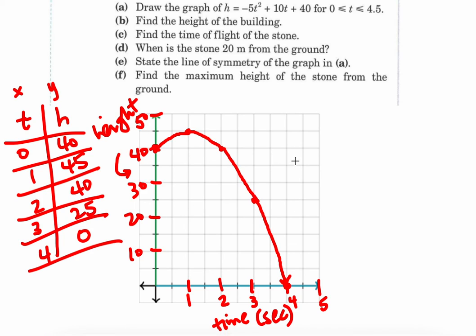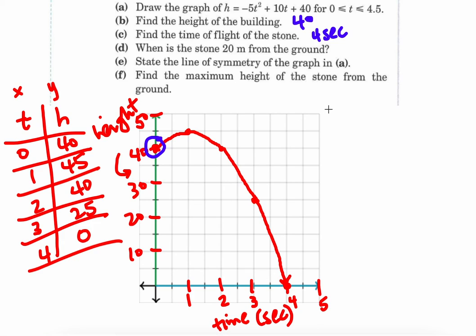Find the height of the building. Well, if we are throwing the stone from the building, then that's going to be my initial value, right? So the height of the building would be 40. And then the time of the flight of the stone. So how long the stone was up in the air. Well, it started at time 0, and it basically took 4 seconds to hit the ground. So it'd be 4 seconds.